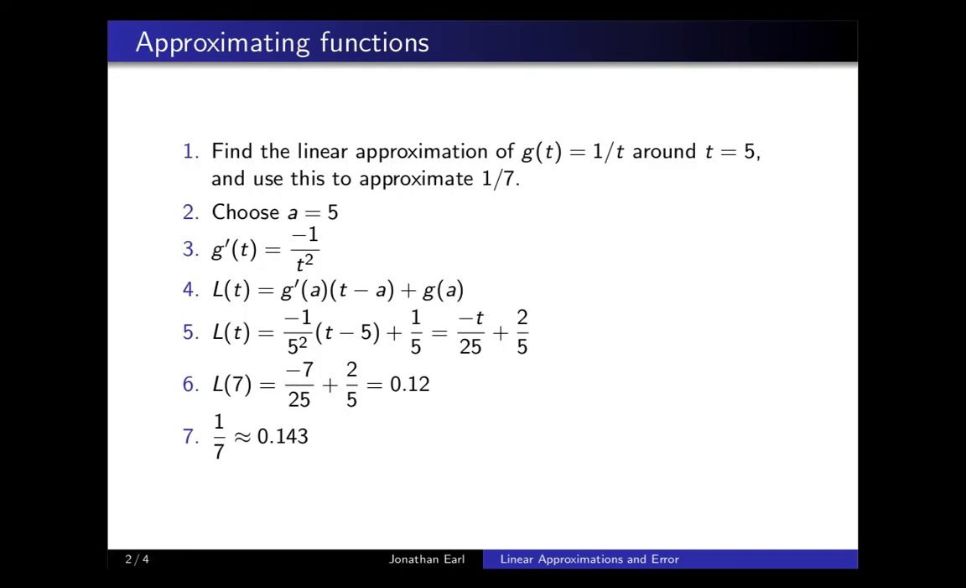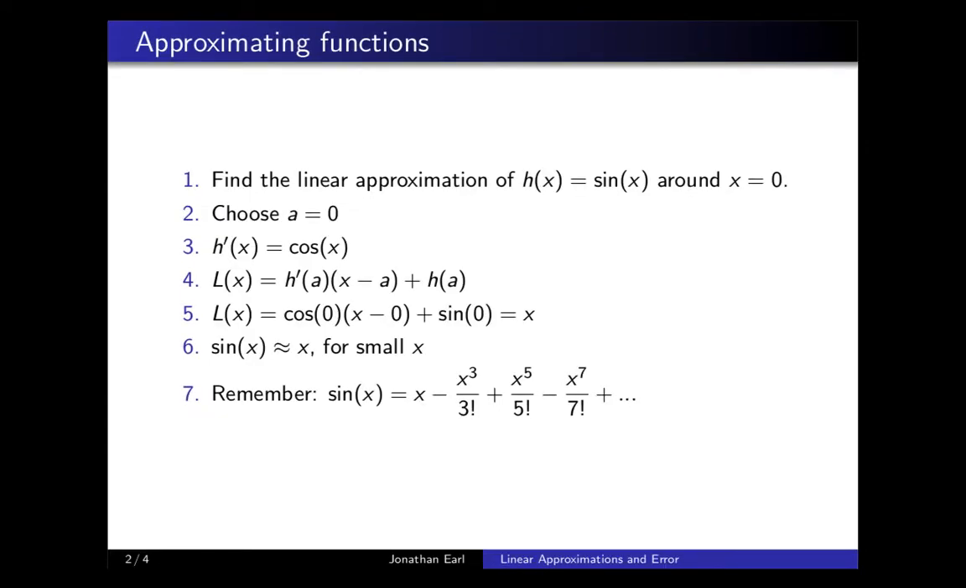The other thing you can do if you're checking your work for homework or something is, if you do a linear approximation and you get an output that's wildly different from the actual value of 1 over 7, it says maybe you've done something wrong, and you want to go back and just make sure you've got everything done right.